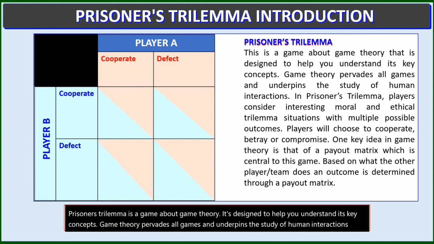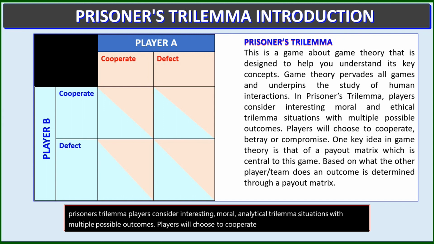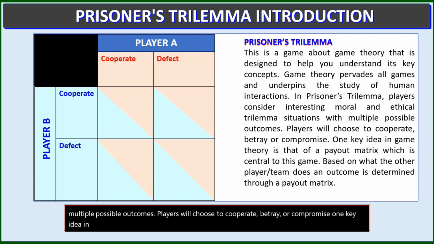In Prisoner's Trilemma, players consider interesting moral and ethical trilemma situations with multiple possible outcomes. Players will choose to cooperate, betray, or compromise. One key idea in game theory is that of a payout matrix, which is central to this game. Based on what other players do, an outcome is determined through a payout matrix.